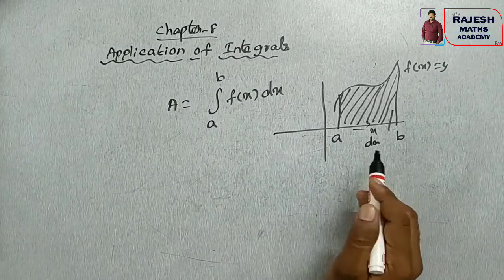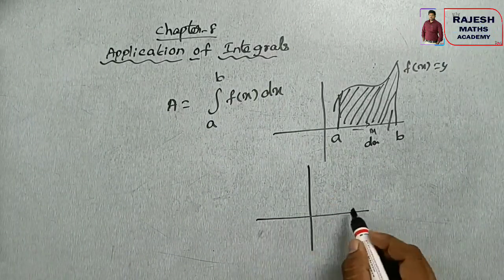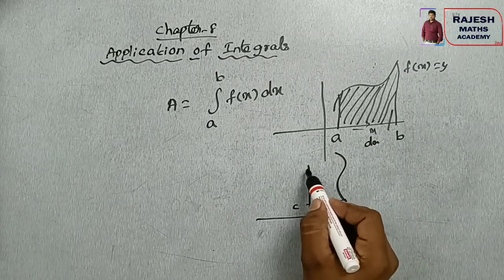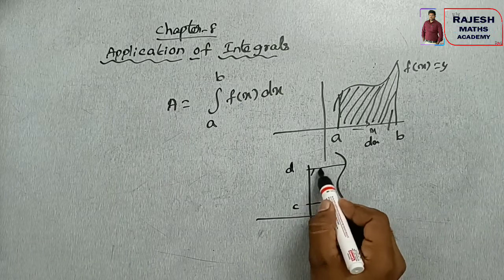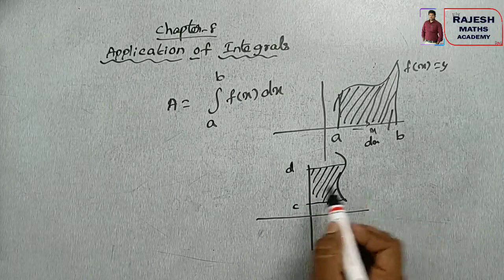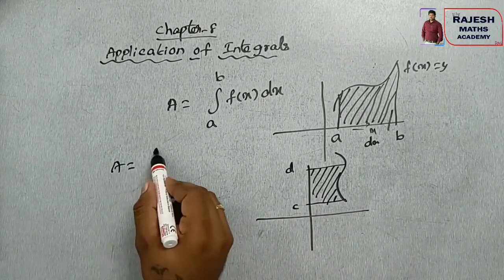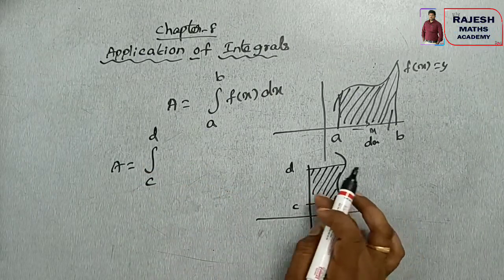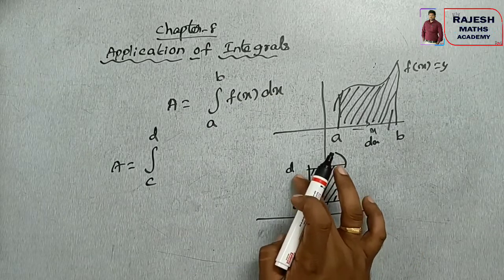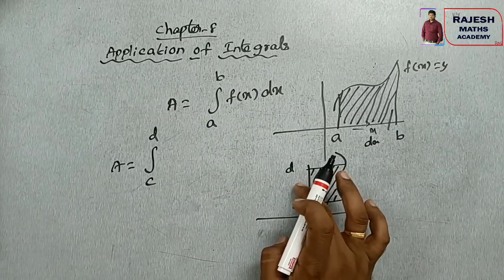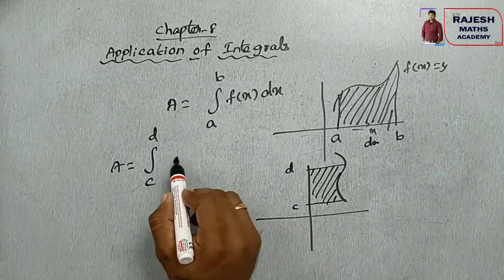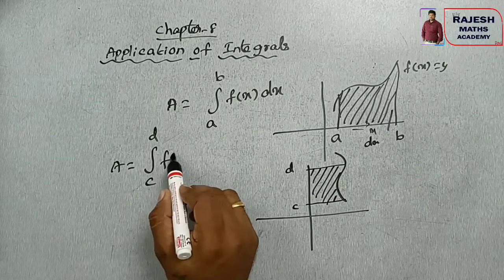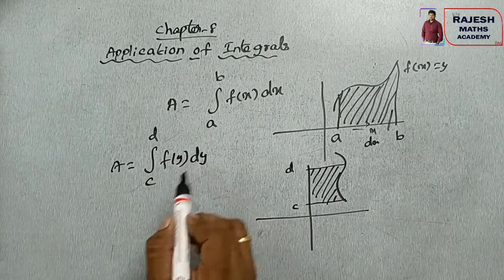dx. Similarly, I can calculate the area of the curve along the y-axis also. If I take this point as c and this point as d, then this area will be calculated using the formula A equal to integral c to d. We are going to find the area along dy. So we have to write the function in terms of y, that I am writing as f of y dy.